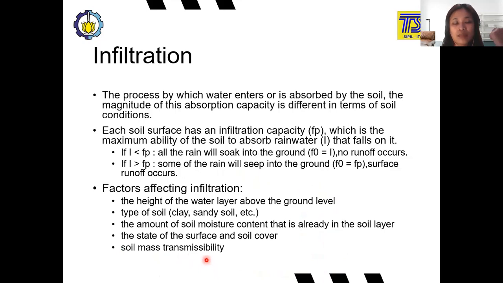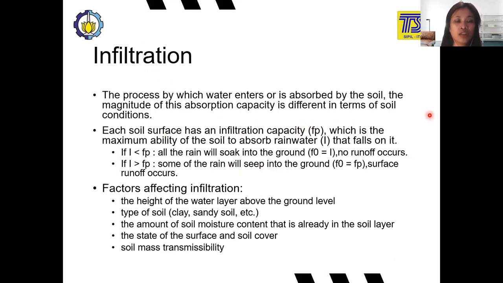And for the infiltration process, previously we talked about the soil moisture. This is the infiltration process, which is when the water enters or is absorbed by the soil. The process is called infiltration, and the magnitude of this absorption capacity is different depending on soil condition. As I said earlier, it depends on the type of the soil also.